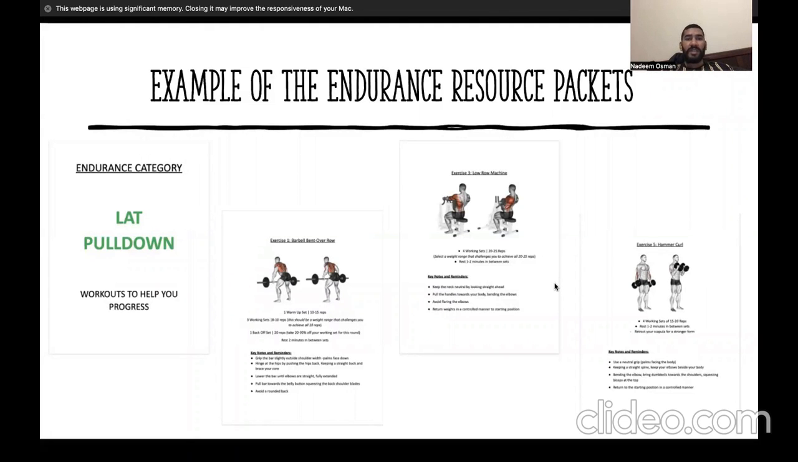So here are some examples of my endurance resource packets. These focus on higher rep counts and minimal rest time. Again, the exercises have keynotes and reminders to ensure the participant knows how to have proper form and they know what they are looking for when performing the exercises.